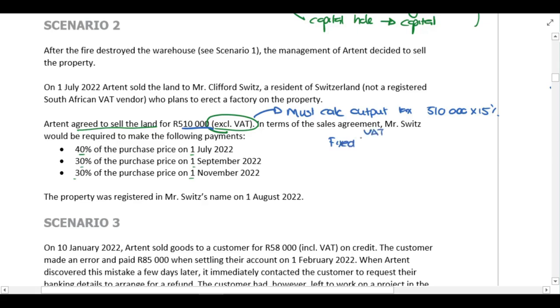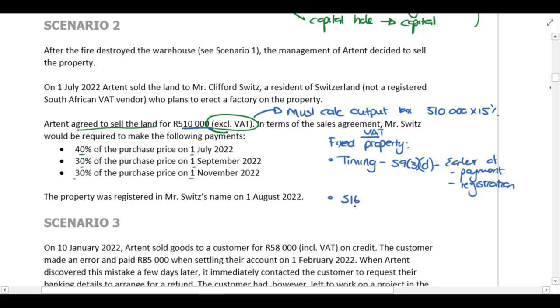Now, this is the sale of fixed property. So, for VAT purposes, fixed property, the timing rule, there's a special timing rule in section 9(3)(d) that says it is the earlier of payment or registration. But you'll remember also from your studies that fixed property works a little bit different, because then section 16 pops in. And section 16 then says, okay, we know this is the timing, but when must you actually account for the VAT?